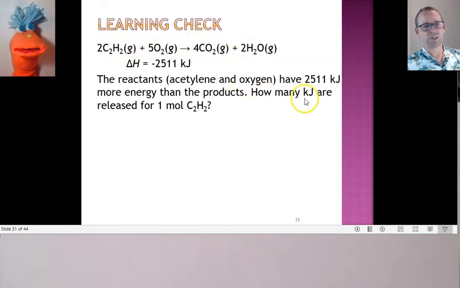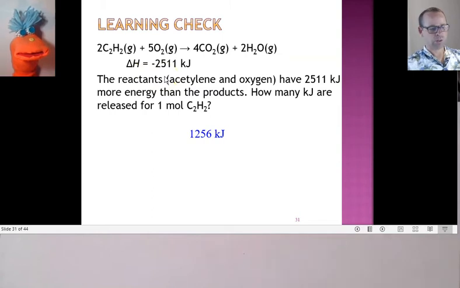So the question is, how many kilojoules are released for every 1 mole of this C2H2? Any ideas? You just divide by 2? Yeah, but what do you mean by that? Well, 2 moles of C2H2 releases that much energy, so 1 mole is going to release half as much. Very good, very good.